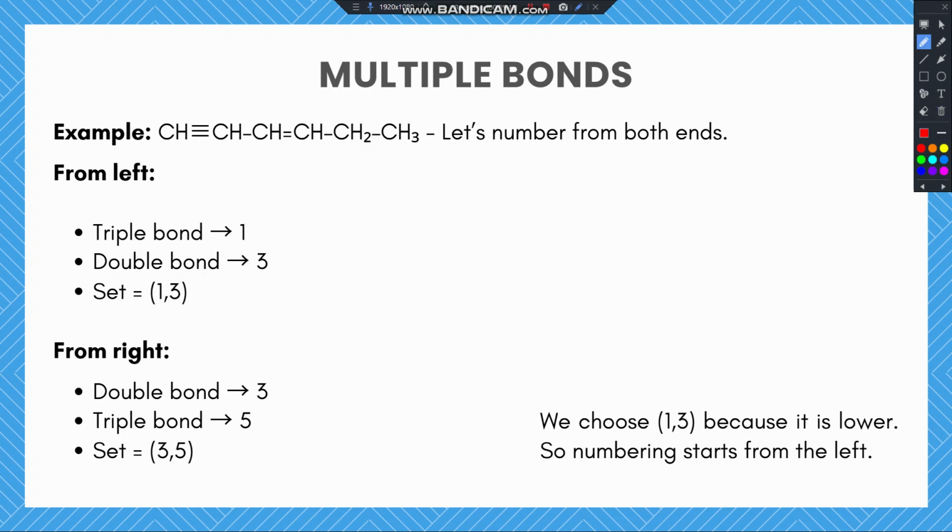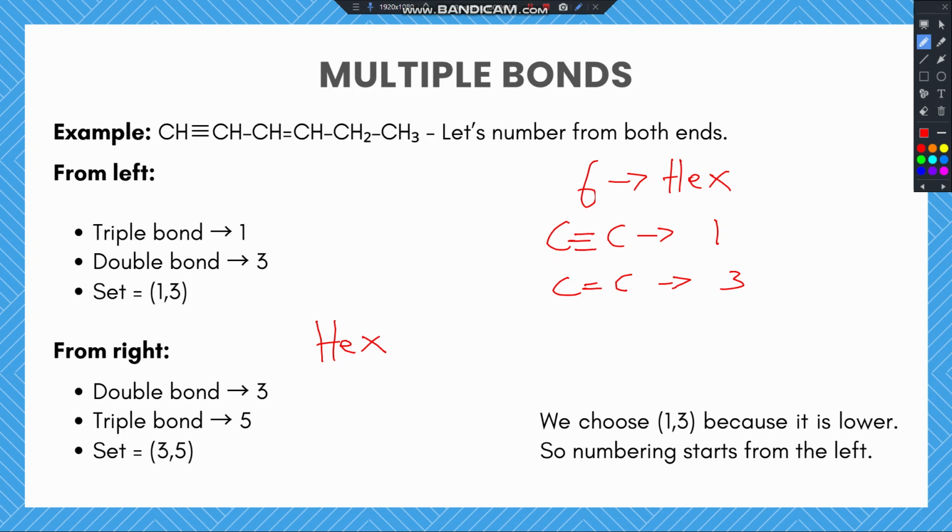Now, doing that, we have 6 carbon atoms, which gives us the parent name hex, right? Now, the position of the triple bond is located on carbon number 1, and the position of the double bond is located on carbon number 3. So let's bring everything together. We start with the parent name, which is hex. Now, we want to indicate the positions of the multiple bonds.